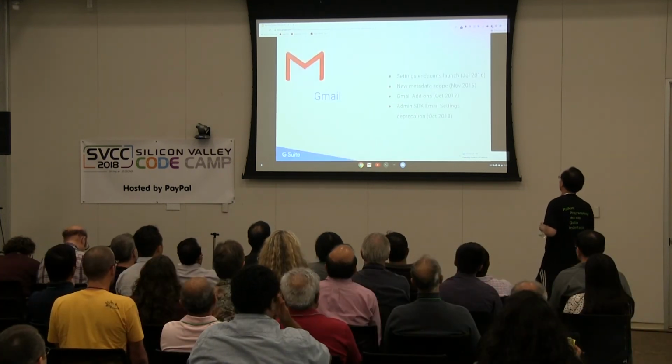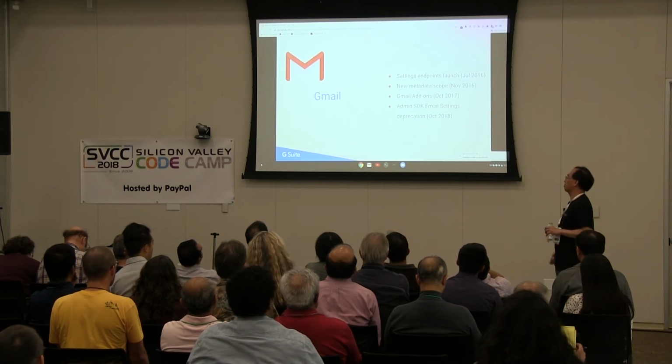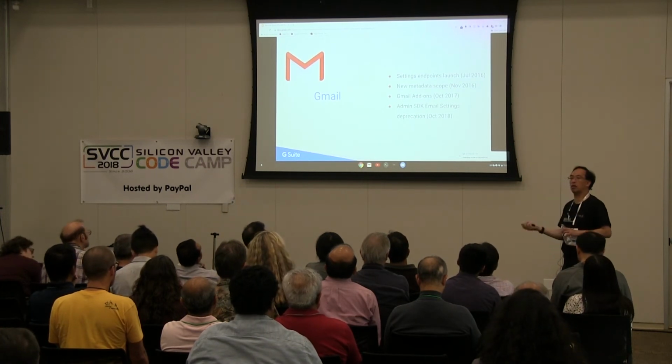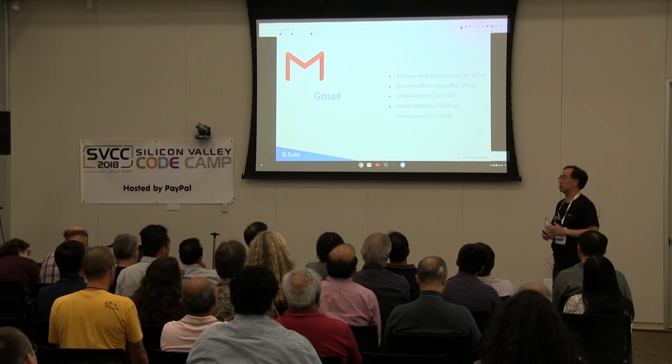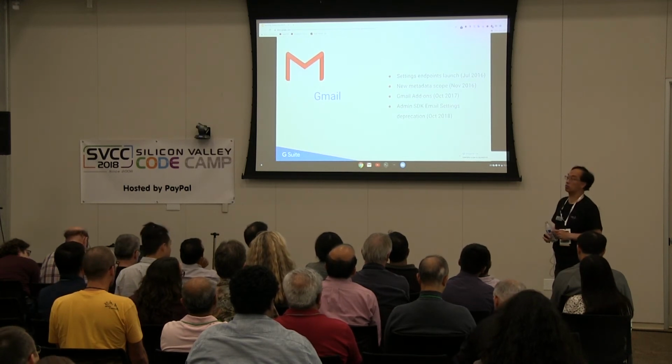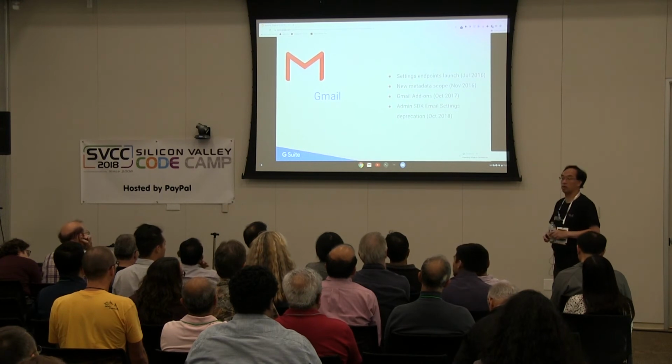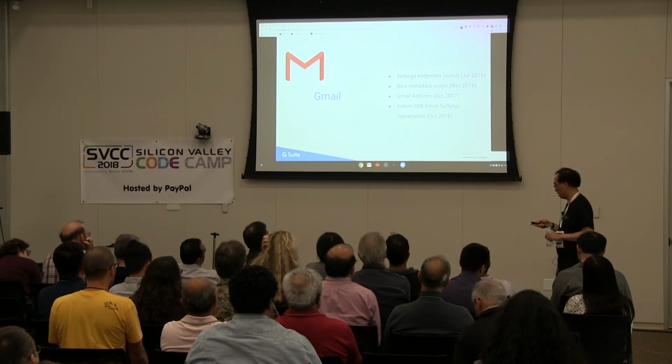How about the Gmail API? The Gmail API is to make up for the fact that SMTP and IMAP can't do everything. Those things only understand messages. They don't understand threads. They don't understand labels. They don't understand email signatures. They don't understand vacation responders, none of that stuff. So that's why the Gmail API exists.